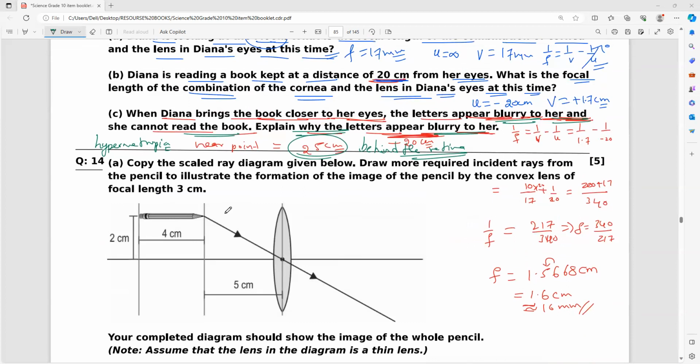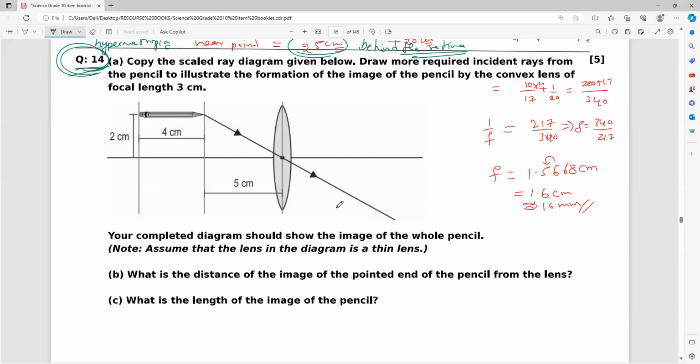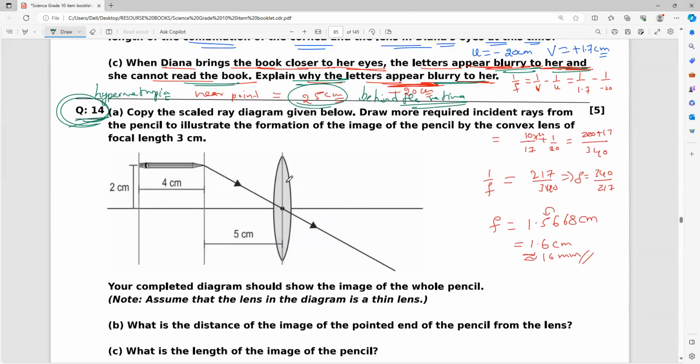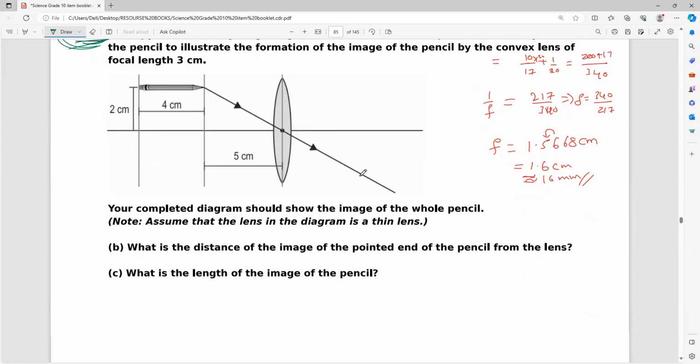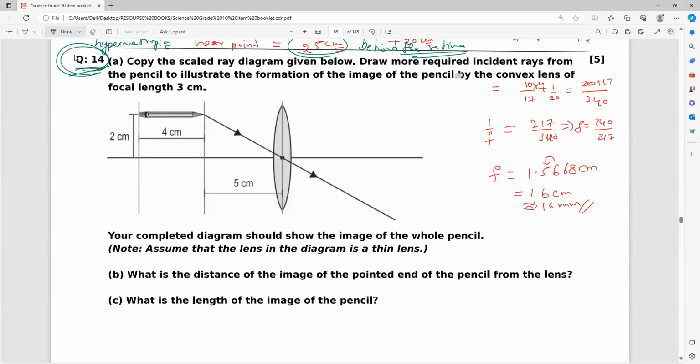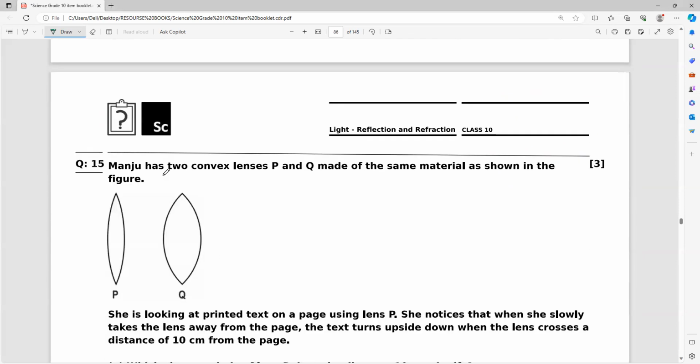Now, this question you remember again. We will discuss it in a while because it will take more time, and we also need to draw the image. This question alone I will explain, because we want to draw the image also. So just remember this question, and we'll go to the next question.